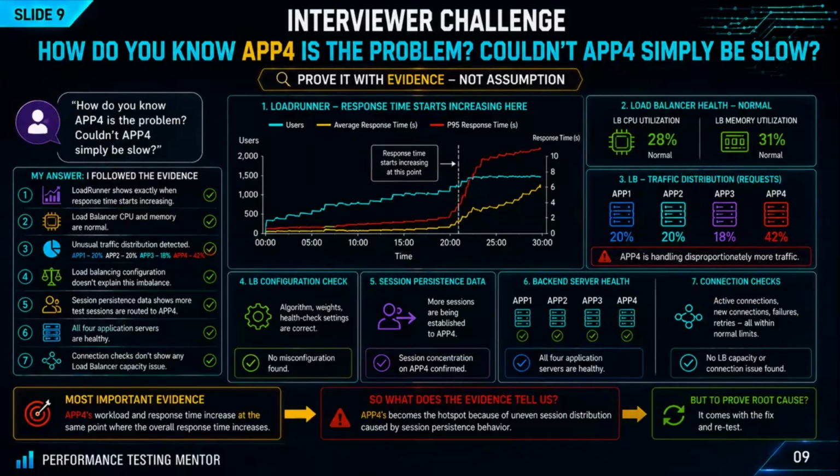The interviewer asks, how do you know App4 is the problem? Couldn't App4 simply be slow? That's a very good question. I wouldn't say App4 has high traffic, so that's the root cause. That's not enough. Instead, I explain the evidence I have collected.